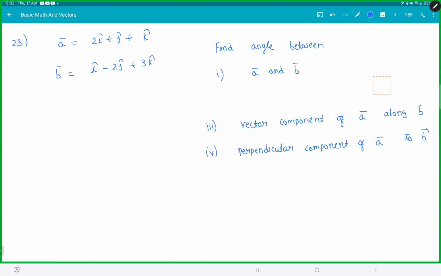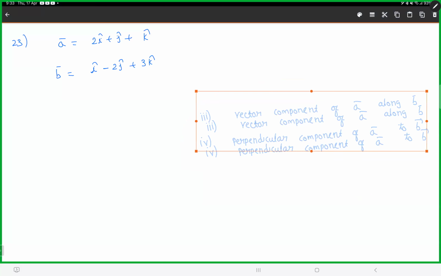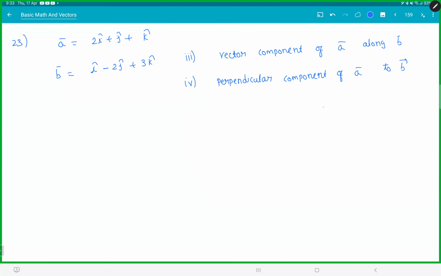What about this third part and the fourth part? Find the vector component of a bar along b bar. That is okay. That's the standard question. Find the perpendicular component of a bar along b bar. Remember, when I say vector component, I want i cap, j cap, k cap. I don't want magnitude. Get this. I'll give you a minute or two.